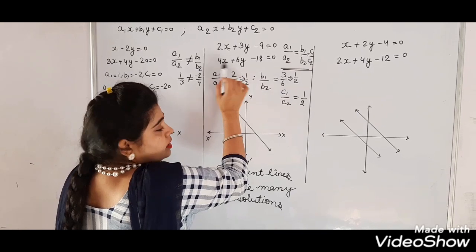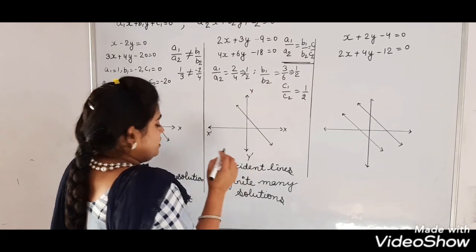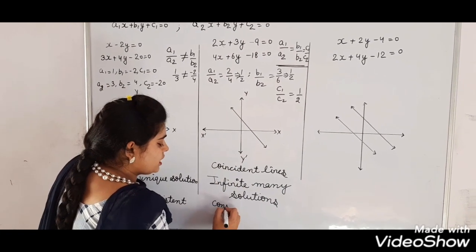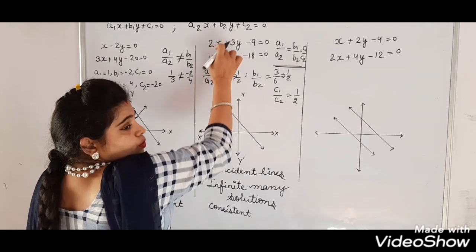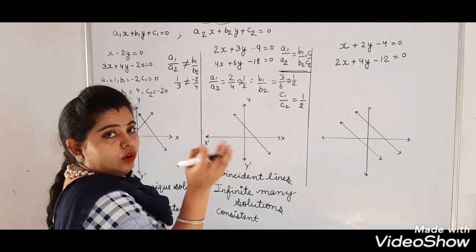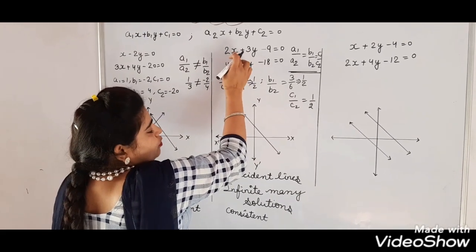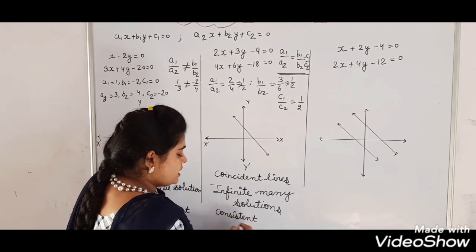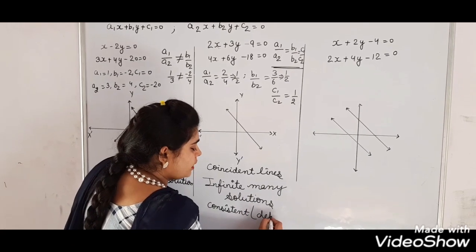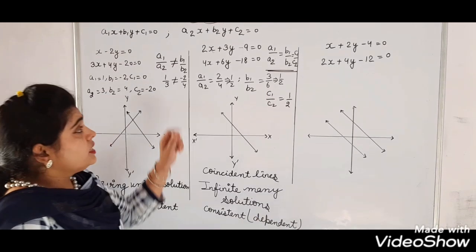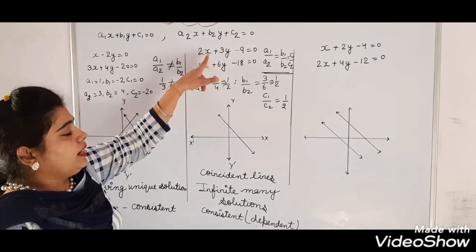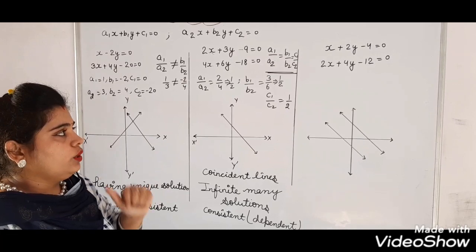In a similar case, because their ratio is the same, the system will be consistent, and in this case both the equations depend on each other for the values of their variables, so the system will be consistent but dependent. Means these variables are depending on each other for their values.